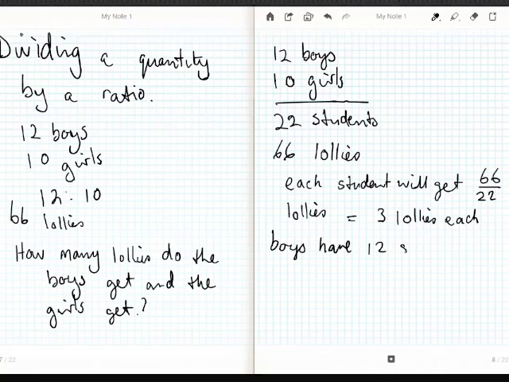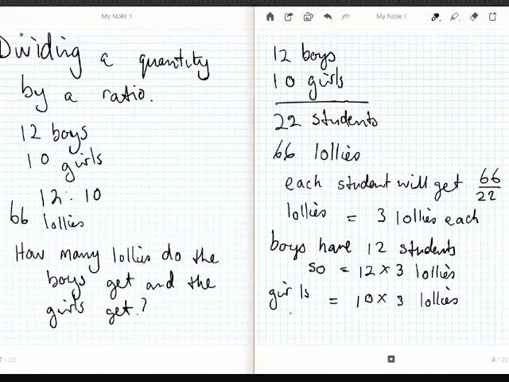The boys have 12 students, so they get 12 times 3 lollies. And the girls get 10 times 3 lollies. So, we'll start with the girls. They get 30 lollies, and the boys get 36.